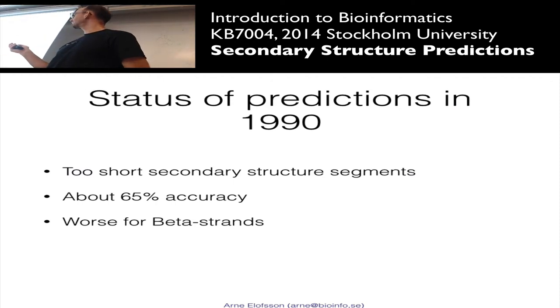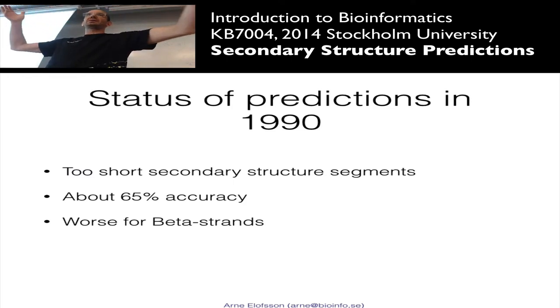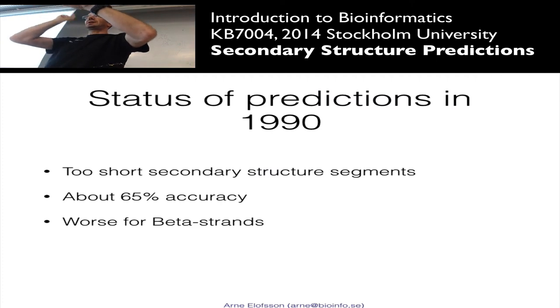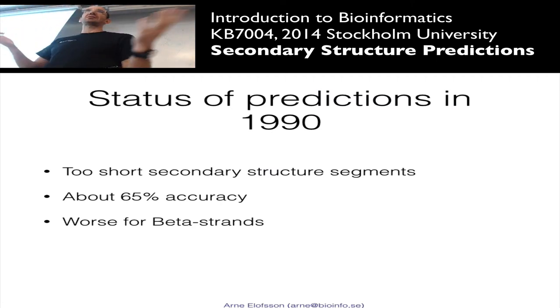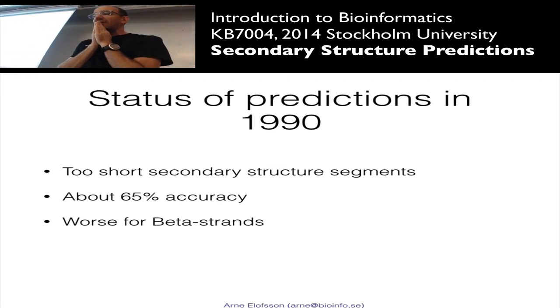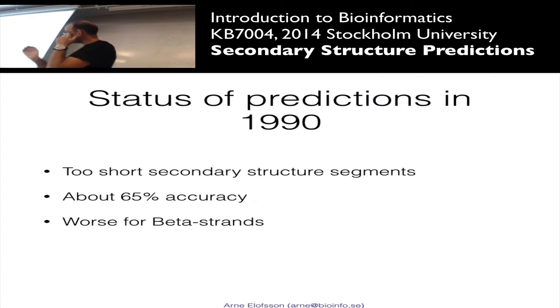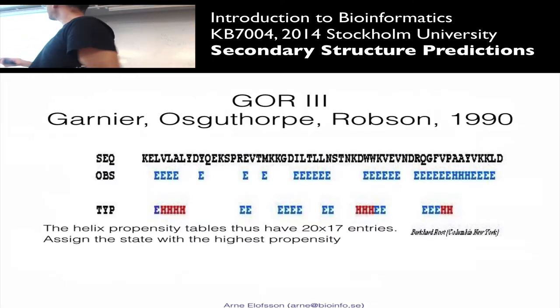They're often too short. You want to have a helix that is 7 residues long. You don't want to have helix, loop, helix, loop, helix, loop, predicted like that. And the prediction was also significantly worse for beta strands than for alpha helices, because they probably have less information, maybe the chains are shorter, with less conservation. So often, even if they're 65% correct, it looks something like that.